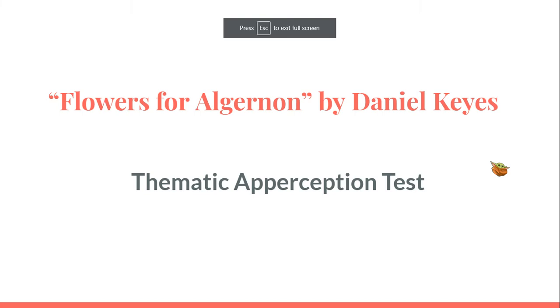Good morning, Team AB. Today we are going to work on the thematic apperception test. Remember, this is the second test that Charlie takes in order to see if he's a good candidate for the experiment.